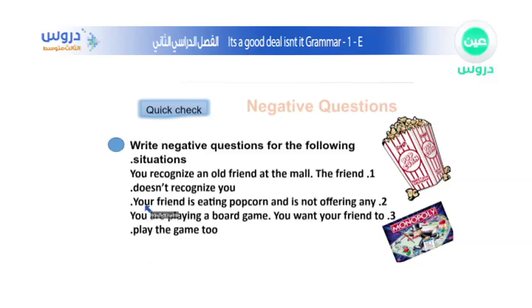Okay, what about this? Number two. Your friend is eating popcorn and is not offering any. For example, you are watching a movie with your friend and he or she is eating popcorn and is not offering you any. So, aren't you gonna offer me some? Good job, mashallah. Nice answer. Actually, beautiful answer, mashallah, tabarakallah.